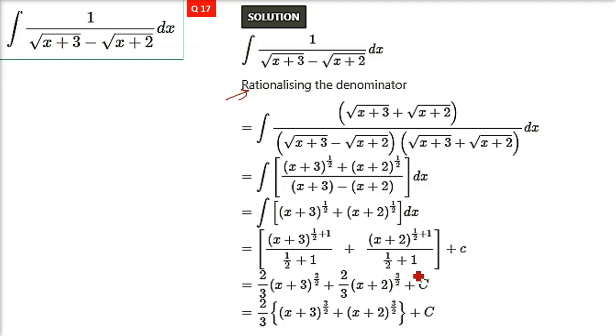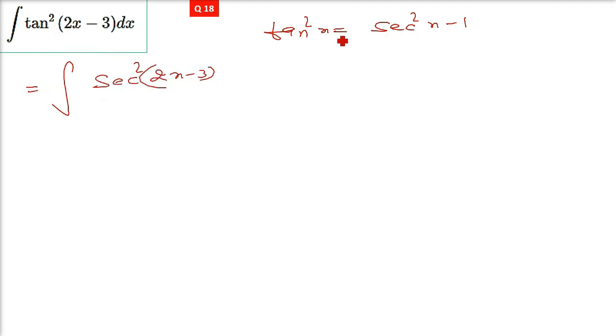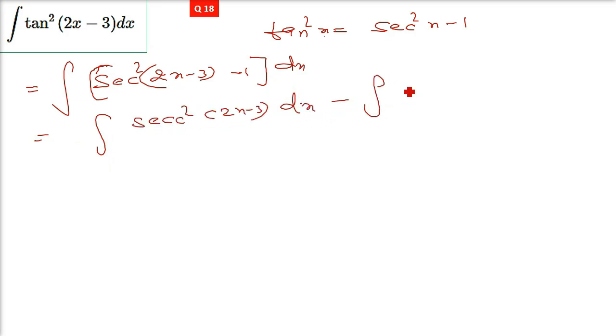When we rationalize, other things are quite known to you. Now just assume that we are integrating tan square x. When we say tan square x, it's simply equal to sec square x minus 1. We'll apply it here. It will be integration of sec square (2x minus 3) minus 1 with dx, because x is actually 2x minus 3, which we are taking. Separate these two terms: integration of sec square (2x minus 3) dx minus integration of dx.